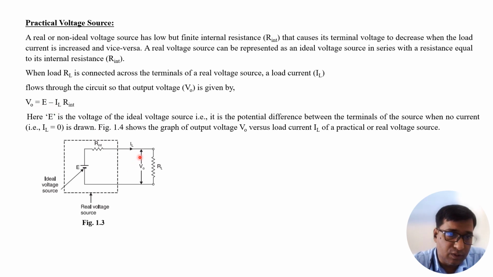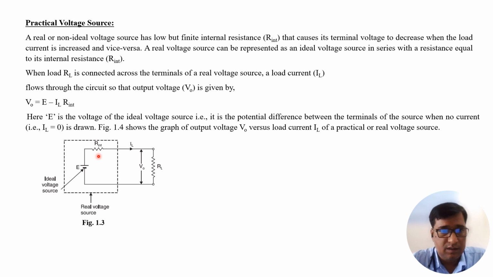The practical voltage source will become an ideal one when V naught is equal to E. It is only possible when RINT is 0. Because IL is the load current, and we don't have control over the load current, because the load can be anything. Hence we can control the value of RINT, that is the internal resistance of the source. Hence, during the design of a voltage source, RINT, or the internal resistance of the voltage source, should be as small as possible.